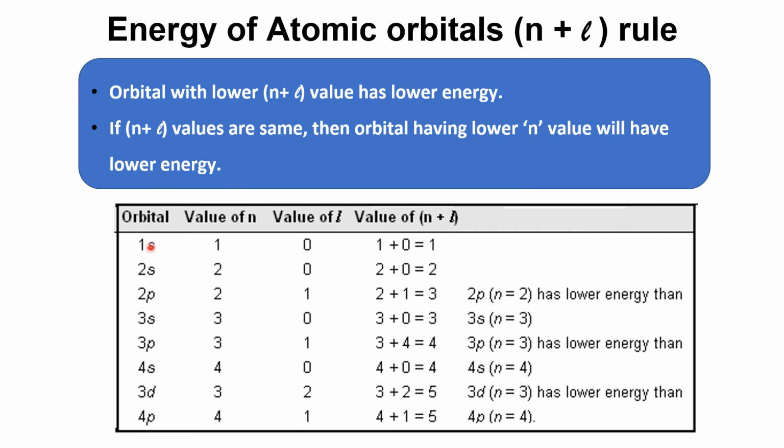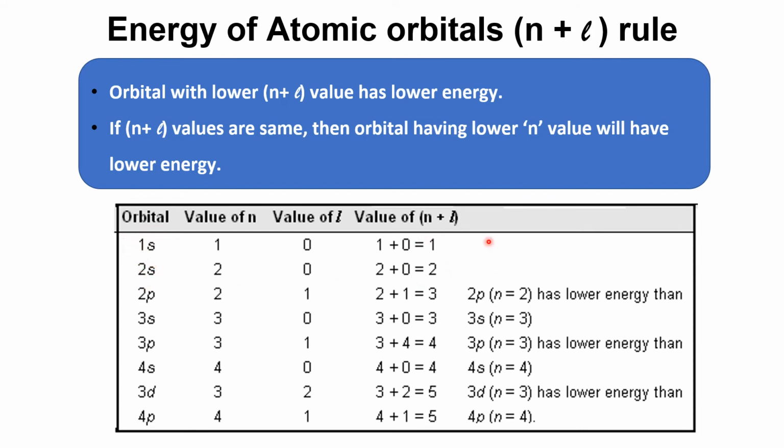It means that if I am talking about 1s and 2s, for 1s the n plus l would be 1 plus 0, so it is 1. And for 2s it would be 2 plus 0, equal to 2. So the n plus l value for 1s is lower than that of 2s.